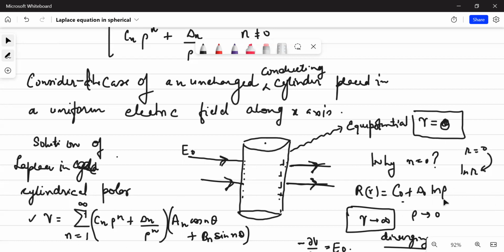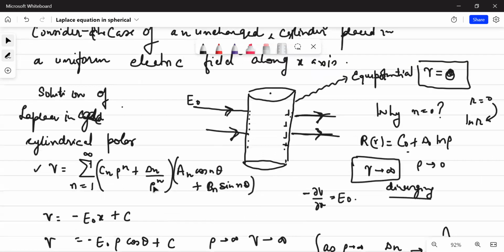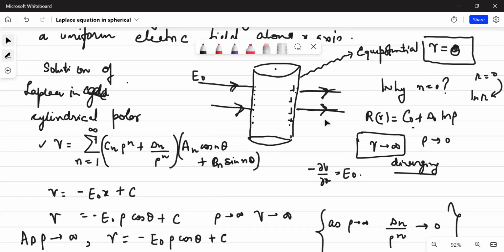Because ln rho is not defined at rho equal to 0, I'm not going to consider these solutions. They will be physically unacceptable. So I'll take these solutions. The first thing is this solution, and we have done a little bit of discussion on this in the previous lecture. If your electric field is along the x-axis, then since minus grad V is equal to the electric field, your V is equal to minus E naught x plus c.